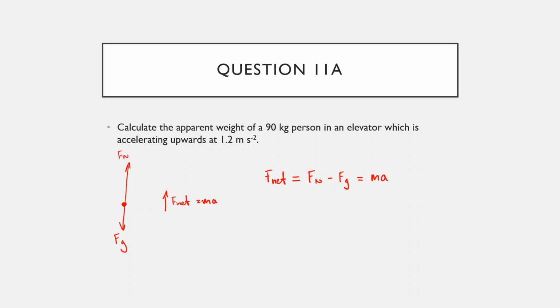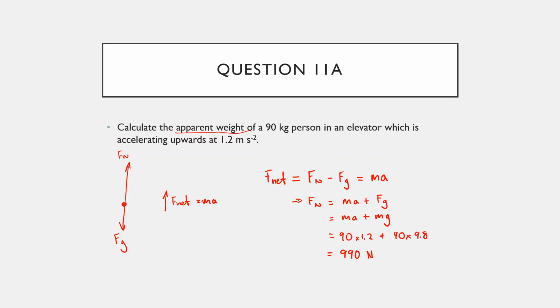Now our job is to calculate the apparent weight, or the normal force. So rearranging this, we get the normal force is equal to ma plus Fg, which we can write as ma plus mg. We're assuming here g, the gravitational field strength, is 9.8 because you're close to the surface of the Earth. 90 kilogram person times their acceleration, 1.2, plus 90 kilogram person times g, 9.8. And that's basically 90 times 11, which is 990 newtons. There you go. So that's their apparent weight.